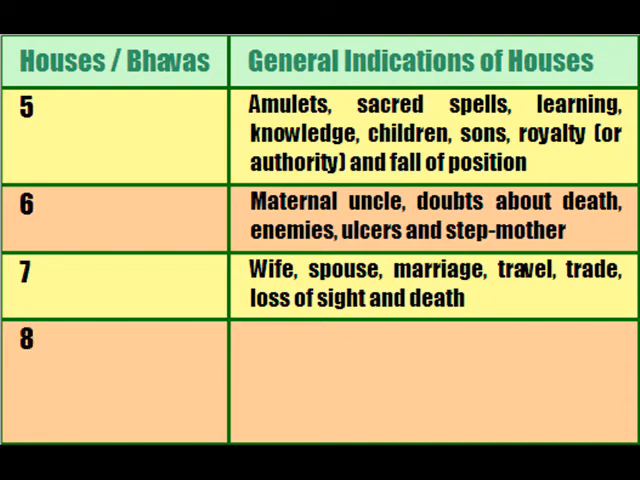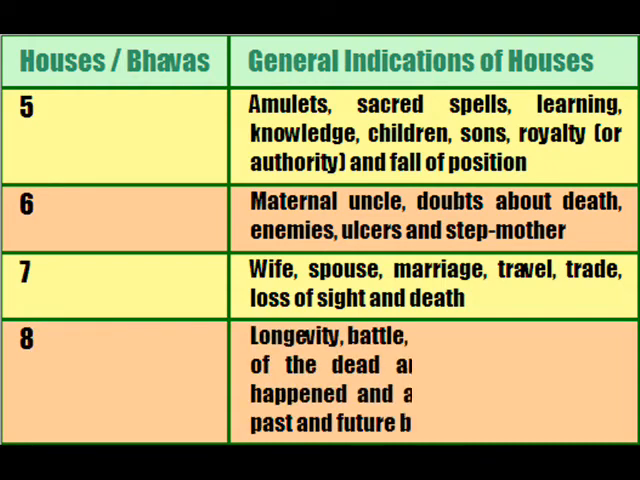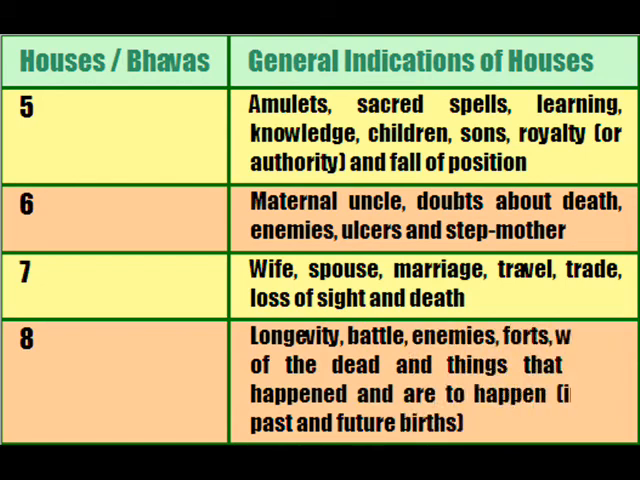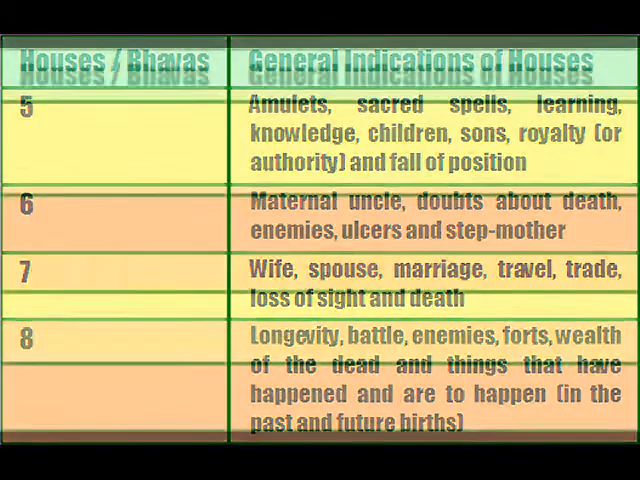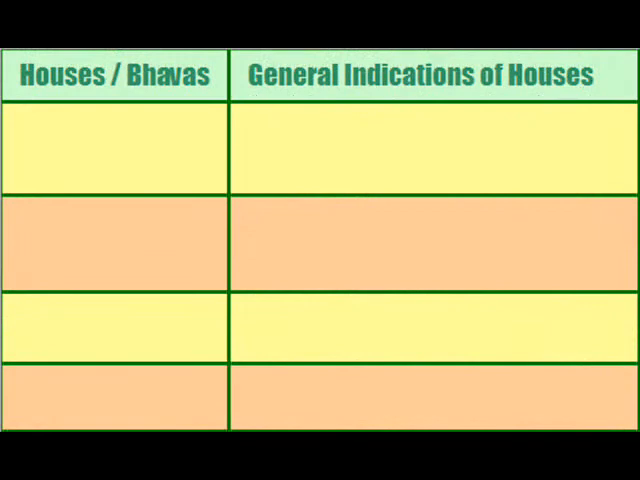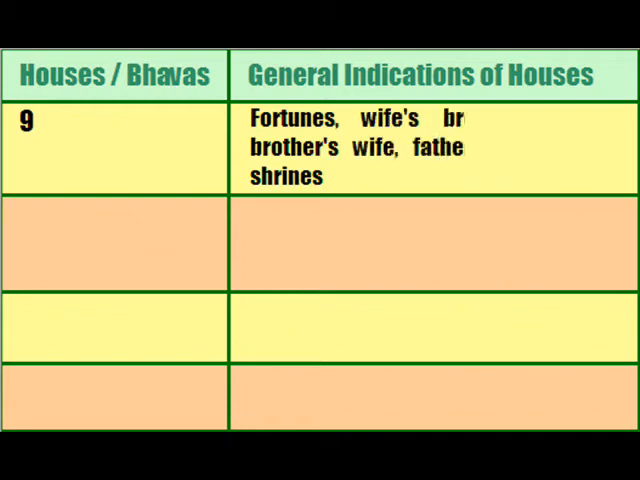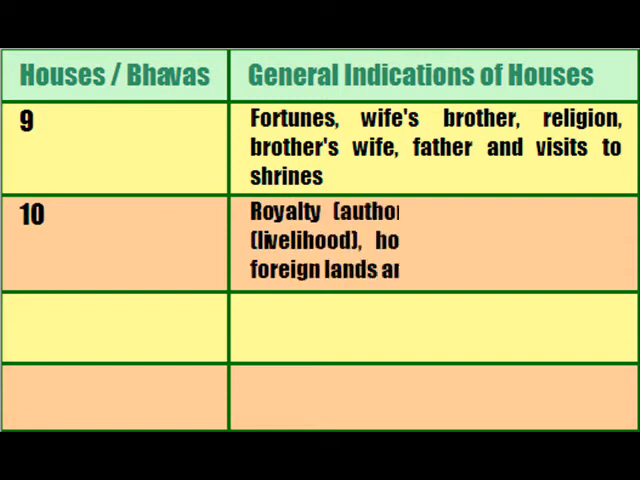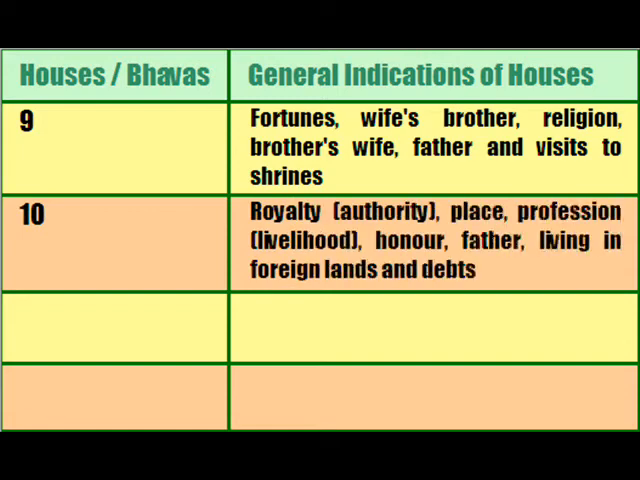The Randra Bhava, which is the eighth house, and also one of the evil houses, will indicate longevity, enemies, and things that have happened and are to happen in the past and future births. The ninth house, known as the Dharma Bhava, signifies fortunes, religion, father, and so on. The Karma Bhava or the 10th house stands for authority, profession, father, living in foreign lands, and debts.